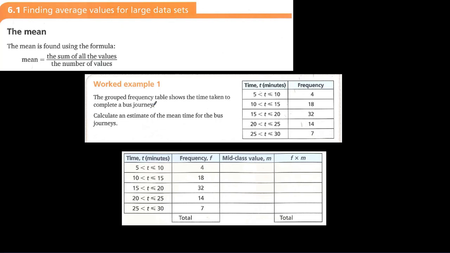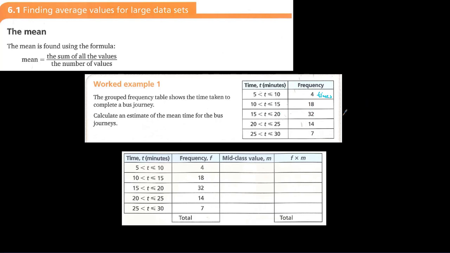Here the first exercise is about the time taken to complete a bus journey, and there is data here and frequency. If you remember, the frequency shows us how many times it occurs. So it means that between 5 and 10 minutes the bus journey was completed 4 times, between 10 and 15, 18 times, and between 15 and 20 minutes, 32 times.